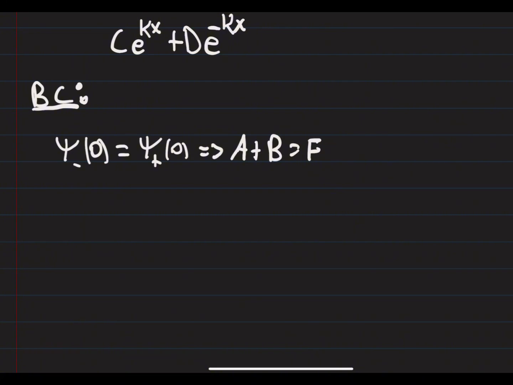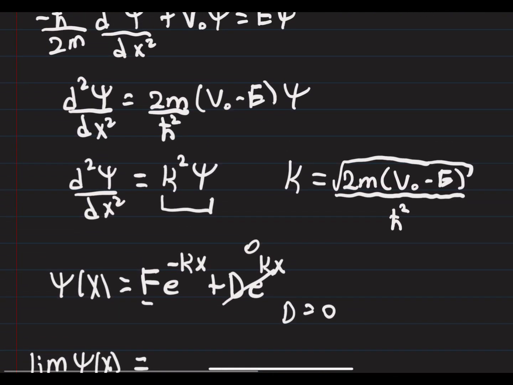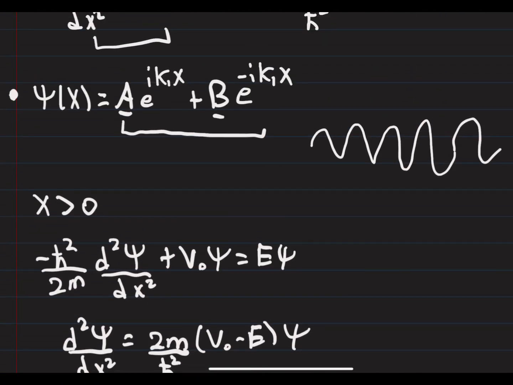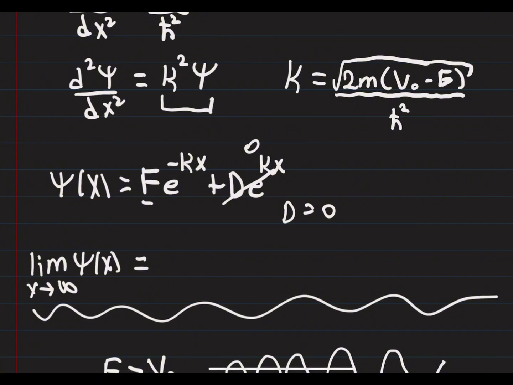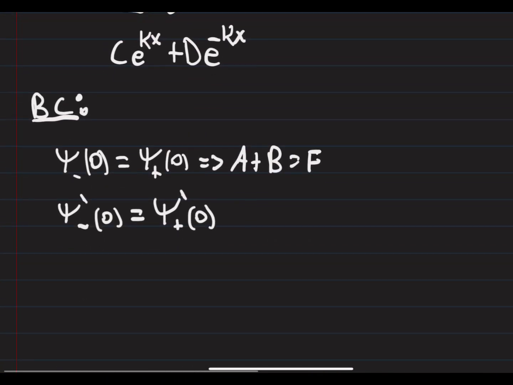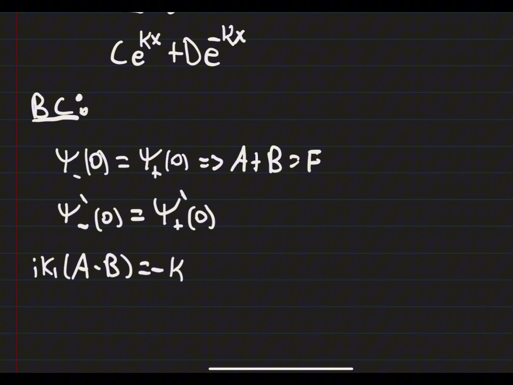Then there's another boundary condition which tells us that the first derivative of psi at 0 from the left should equal the derivative of psi at 0 from the right. So once again, these aren't too hard to take a derivative of. You'll get an ik1 and a minus ik1 out here, and just a minus kappa from right there. So if you apply these, you'll get ik1 a minus b equals minus kappa f. Okay?